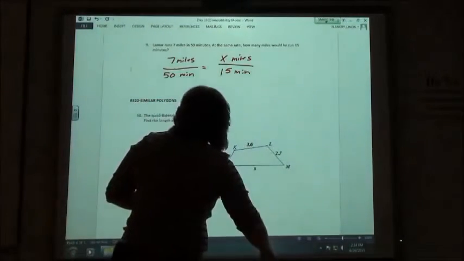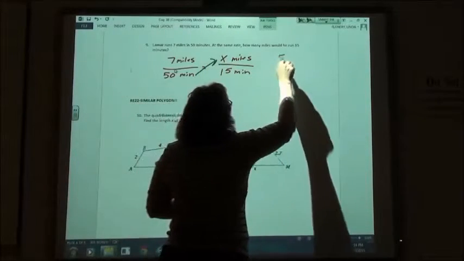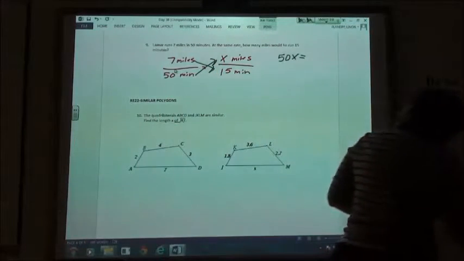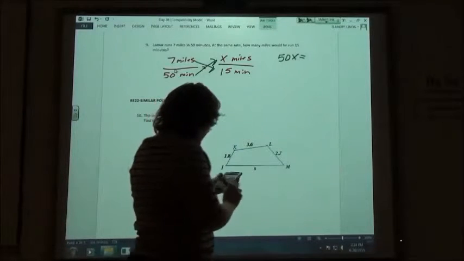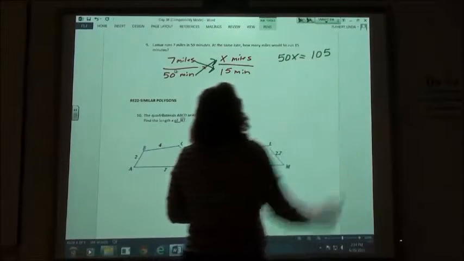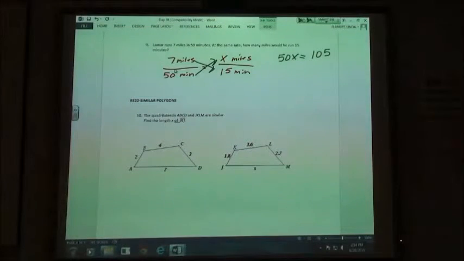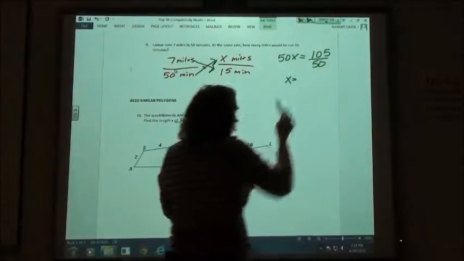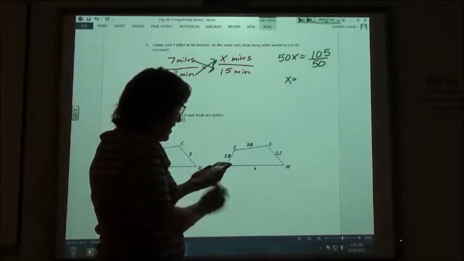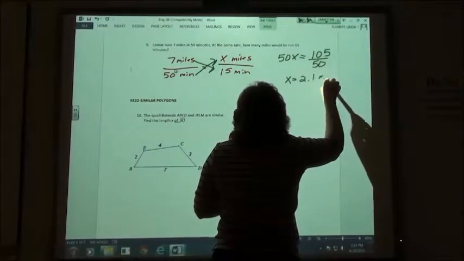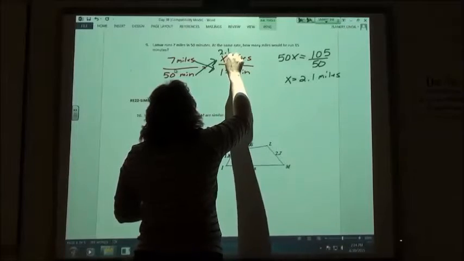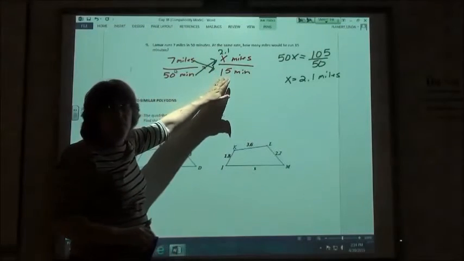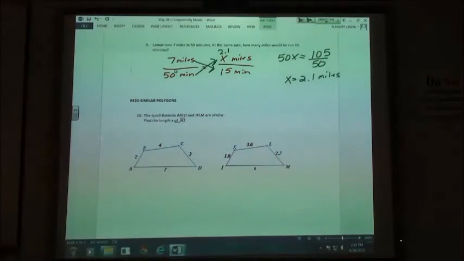Cross multiplying to solve that. 50 times x would be 50x. 7 times 15, I'm going to be lazy, is 105. So 50x equals 105. In order to solve that, we divide by our coefficient of 50. 105 divided by 50 gives me 2.1 miles. I can go 7 miles in 50 minutes, but I'm only going to go 2.1 miles if I go for 15 minutes, right? With less minutes, that means I go less miles.